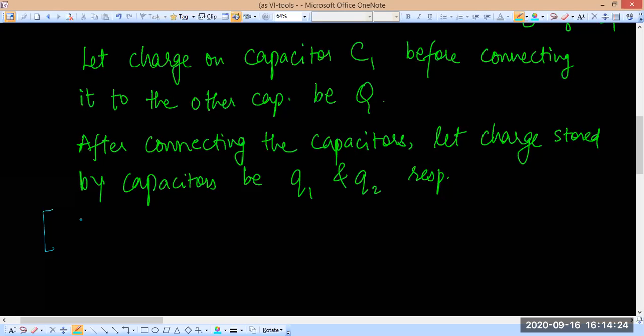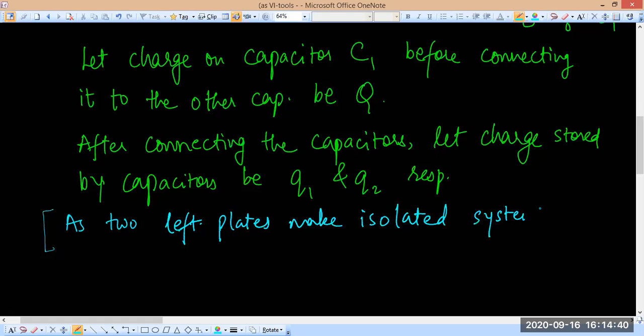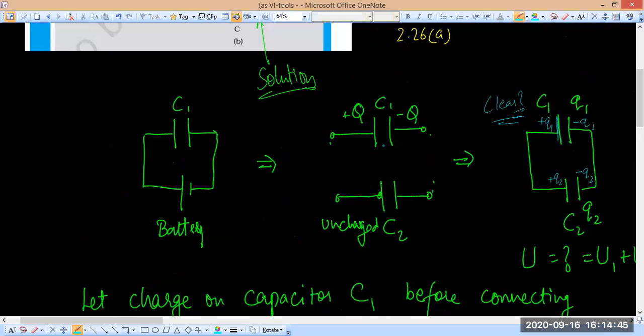It is as two, as two left plates make an isolated system. Have a look at this diagram. Look at the left plate. If I would take a system like this, see, it's not touching anywhere, right? What we are doing is, by using some kind of insulating handle, we simply join this with this. It's not touching anywhere else.